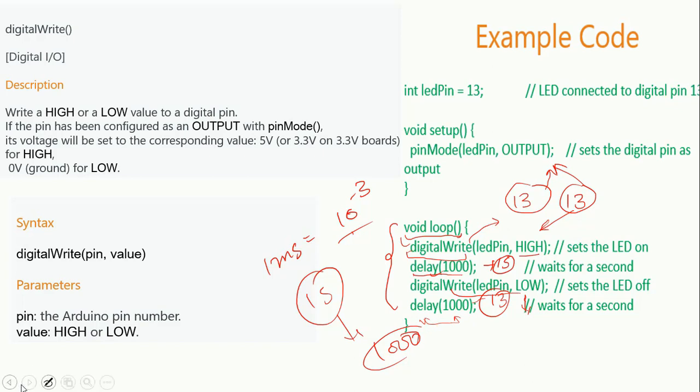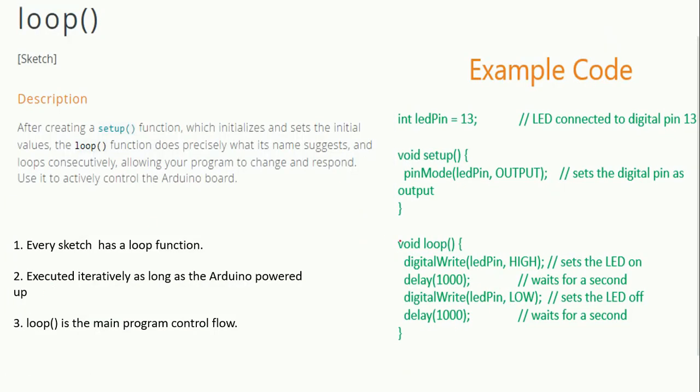Now we will see loop. After creating a setup function which initializes and sets the initial values, the loop function does precisely what its name suggests, and loops consecutively, allowing your program to change and respond. Use it to actively control the Arduino board. With the help of loop we can repeat our task one by one until we get the result we want.